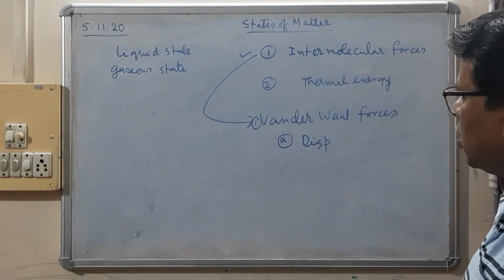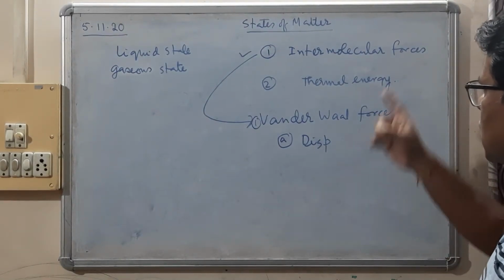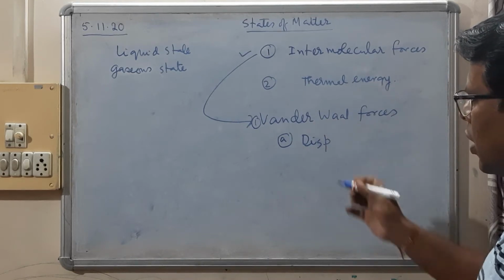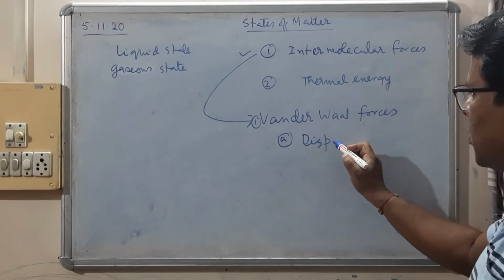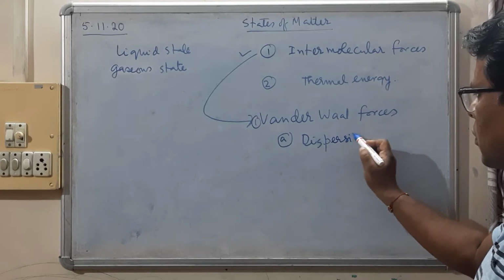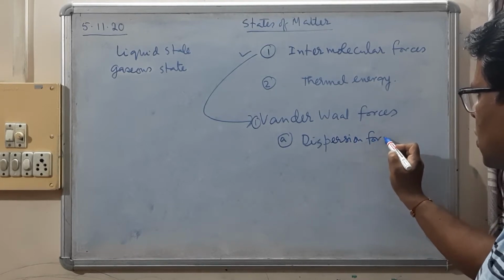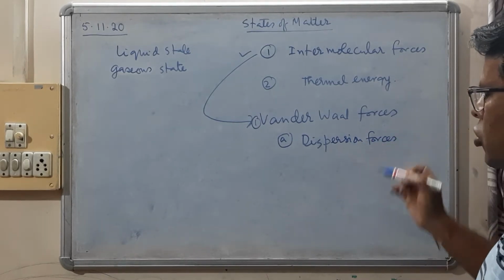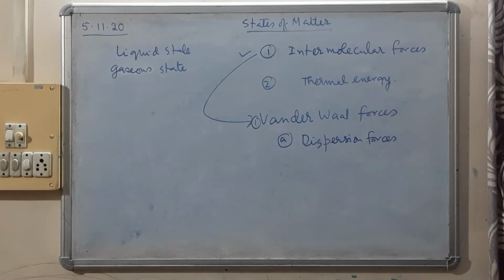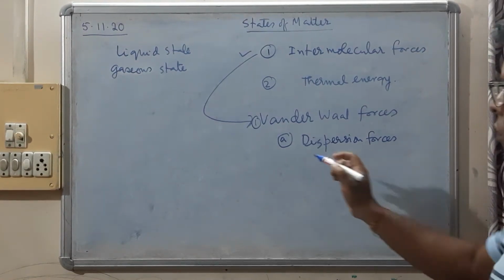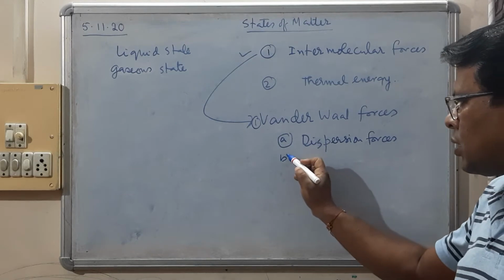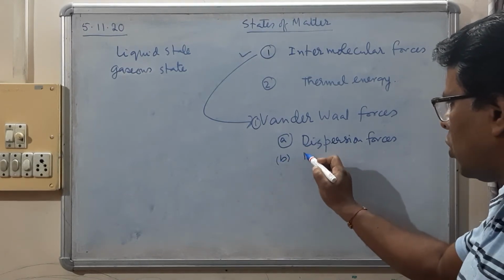Okay, so different types of intermolecular forces or van der Waals forces are: number A, dispersion force. Dispersion forces are also known as London forces, London dispersion forces. Next, it is dipole forces.